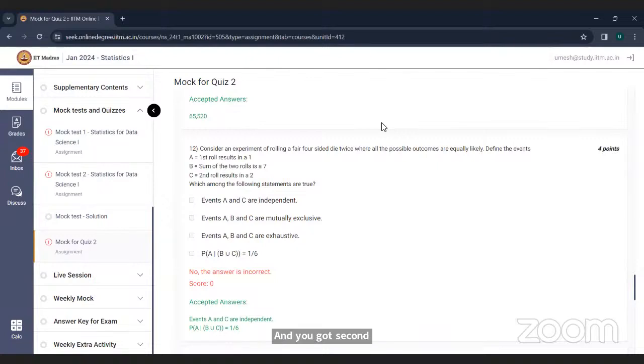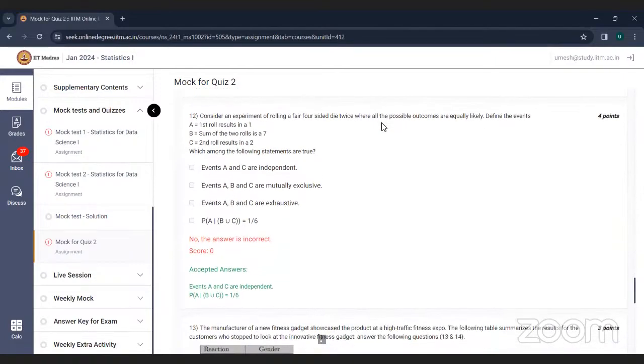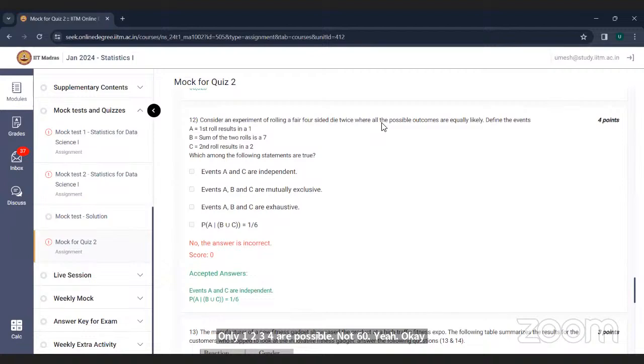Sir, I have a doubt in B, the sum of two rolls is 7. You have taken 4 3 and 3 4, but what about 2 5 and 5 2? It is a four-sided die, only 1 2 3 4 are possible, not 5 or 6. Okay. Now is your doubt clear? Could you please repeat the later part which you were explaining?